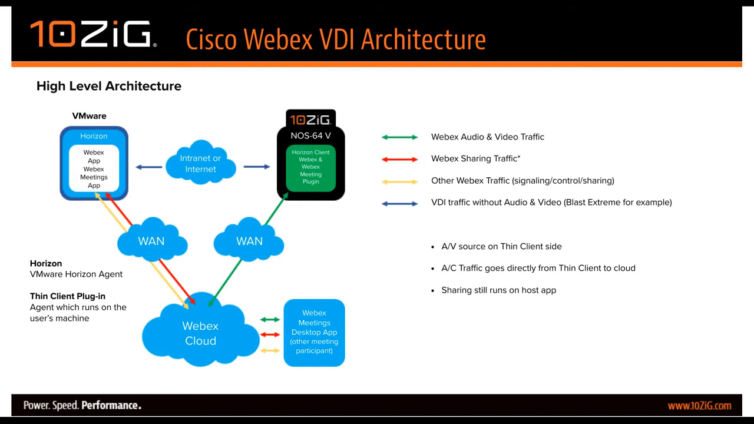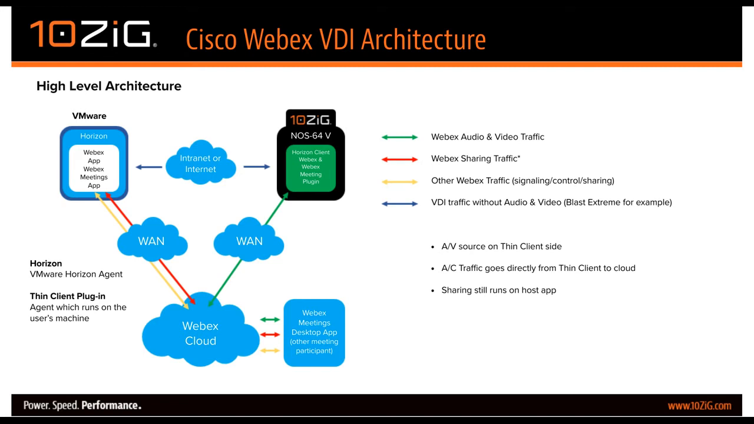So we can then identify the traffic routing by the key and symbol on the right. As you can see, our audio and video traffic traverses directly from the endpoint to the Cisco Webex cloud service. So again, a benefit here is that it's going direct to the source. It isn't having to traverse to the VMware environment through the Horizon virtual machine. It is going direct to source.